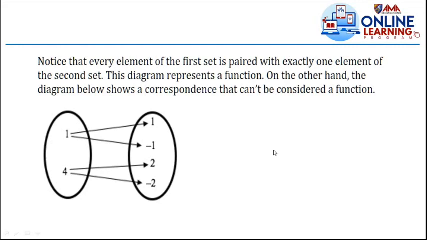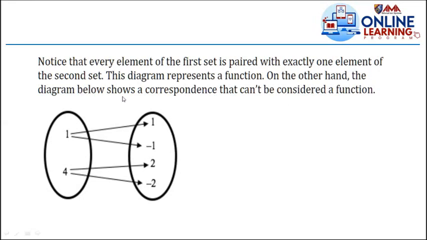On the other hand, the diagram below shows a correspondence that cannot be considered a function. 1 to 1, 1 to negative 1, 4 is to 2, then 4 is to negative 2. Because if we look at the output, this input has different outputs. It would be okay if they were all the same, it can be considered a function. So you can have two or three inputs with the same output, but you cannot have one input with different outputs. So that's it.